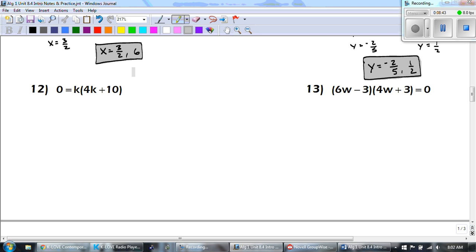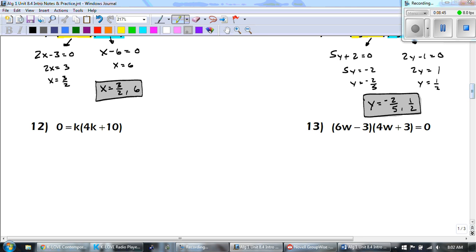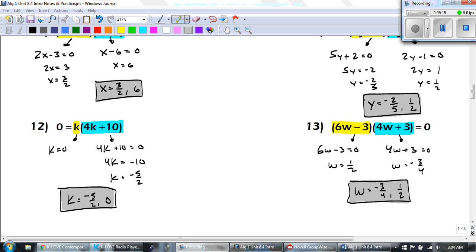Okay, and then number 12 and number 13, you are all on your own. Just look to see how many linear terms you have and then set them equal to 0. Go ahead and pause the video and good luck. Okay, so we get k equals negative 5 over 2 and 0, and then 13 was w equals negative 3/4 and 1/2.